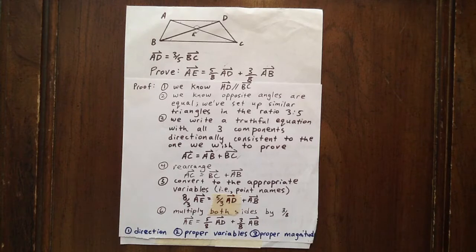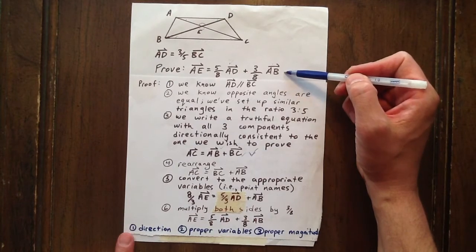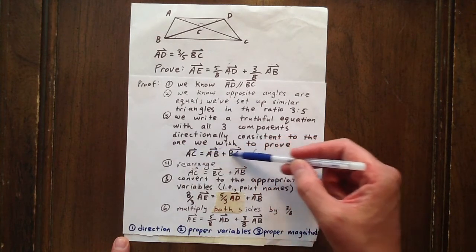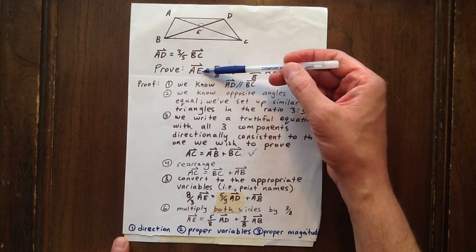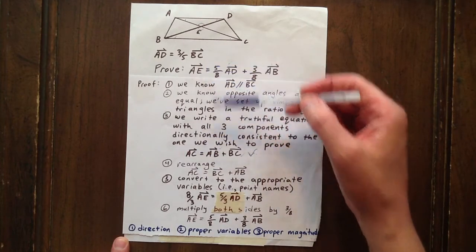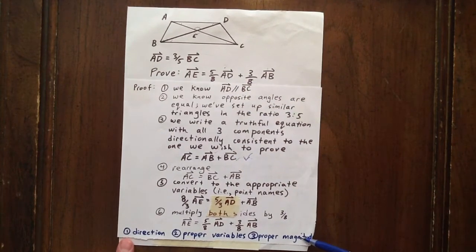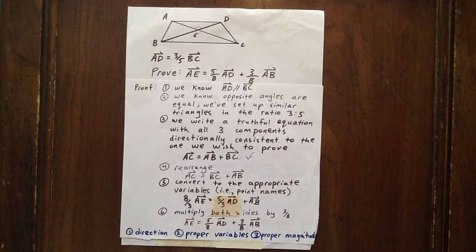So to summarize, we wanted to make a statement where we were directionally consistent. That's what we did here. The statement we were trying to prove was this guy here, so we made a statement which had directionally consistent components in it. Then we wanted to convert these guys to the proper variables, or in this case vectors. So we needed this to change to something in terms of AE, and we needed this to change to something in terms of AD. And then finally we needed the proper magnitudes. And that was a pretty simple step at the end, simply multiplying through by the fraction 3/8.